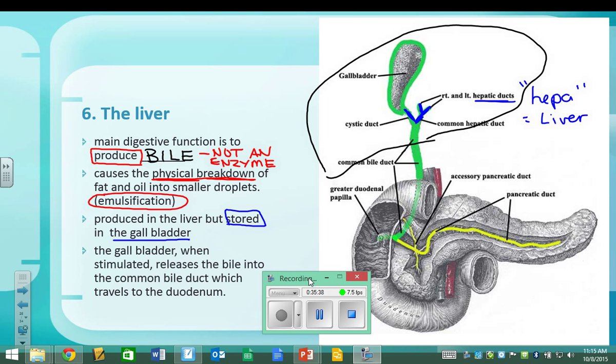When your gallbladder then is stimulated, and I'm just going to highlight that word because in our next lesson we'll talk about what would stimulate your gallbladder to do this, it releases bile into the common bile duct. The common bile duct comes all the way down here, and you can see that the pancreatic duct meets up with it. And that is what is going into your duodenum.